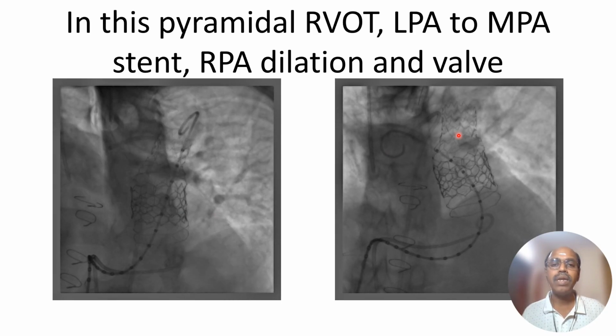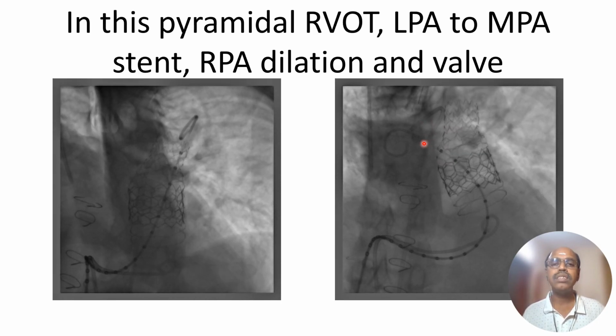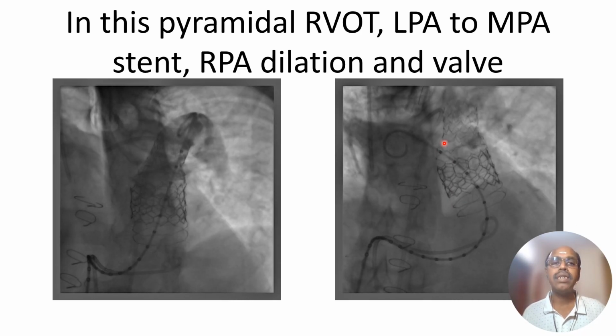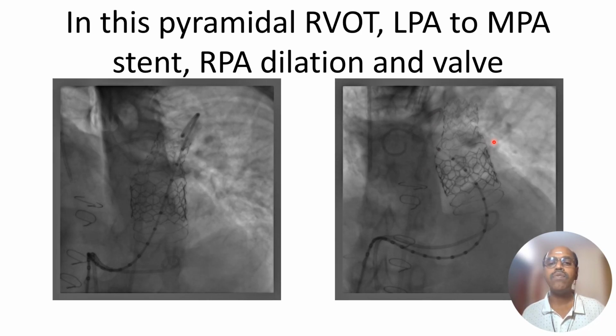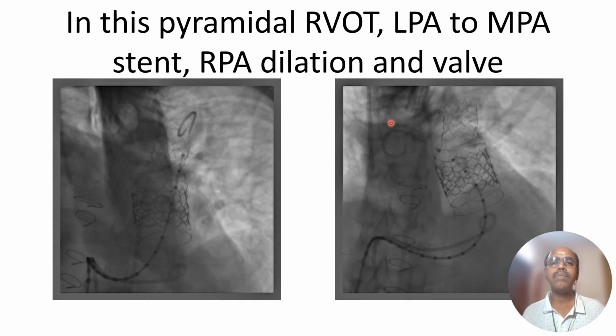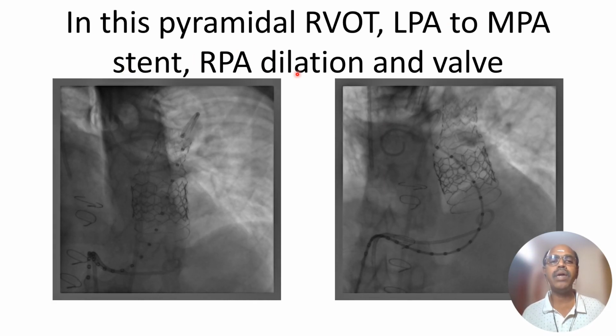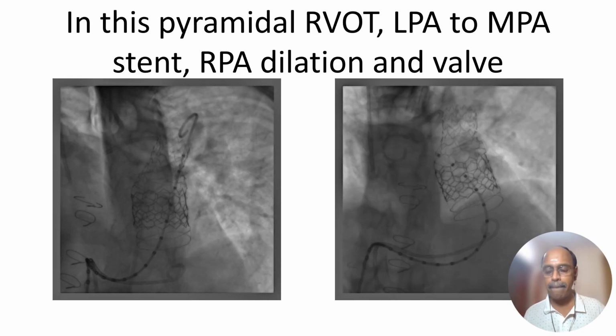Once this valve is implanted here, since the RPA was relatively larger and had been dilated, there is not too much restriction to the RPA flow. So here in this strategy, it is left pulmonary to main pulmonary stent followed by RPA dilatation followed by valve.